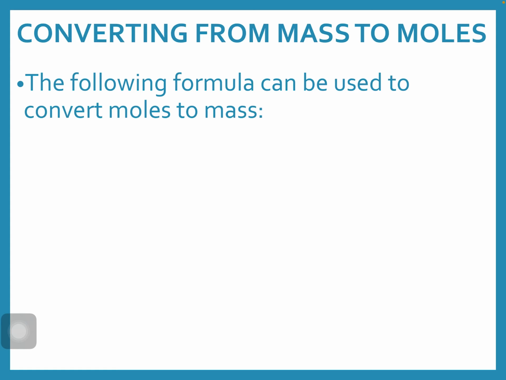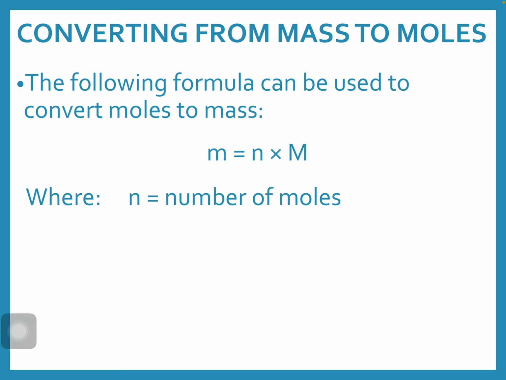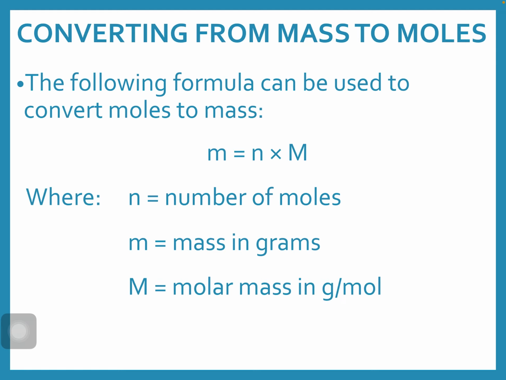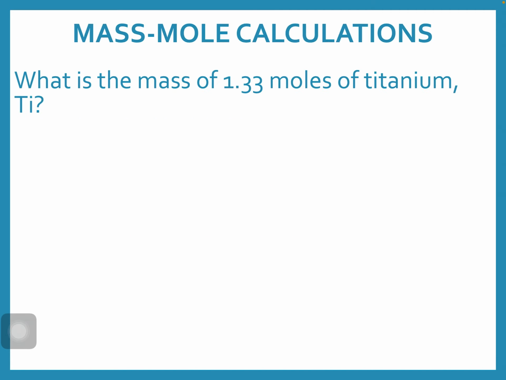To convert between mass and moles, we have a formula that we can use, which is m equals n times M. n is the number of moles, lowercase m is the mass in grams, and capital M is the molar mass, which is the mass in grams per 1 mole of a substance.